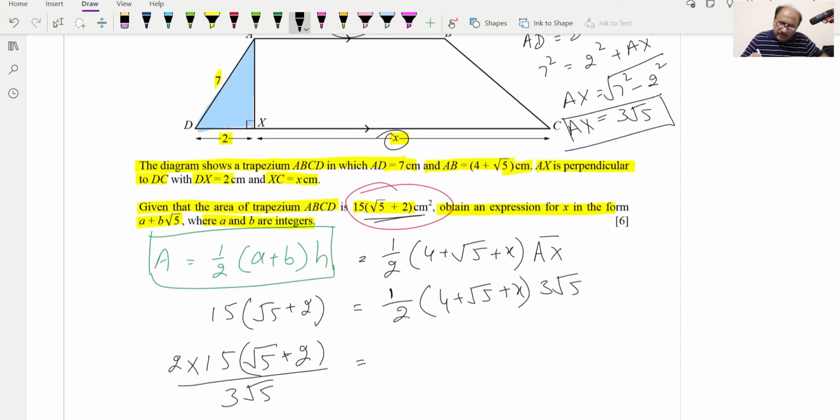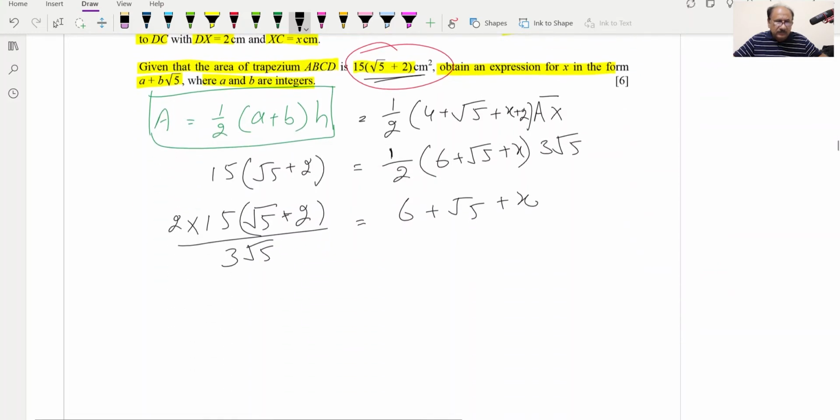The parallel side we have taken, we have made a mistake. It should be x plus 2. This should be the parallel side because this is 2 plus x, so the complete side we will be taking. So we can add this 2 and 4, it will be 6. So our equation will be 6 plus under root 5 and plus x will be equal to this one. Now we can simplify further, and we can shift 6 and under root 5 also to the other side, and this will be 2 into 15 will be 30.